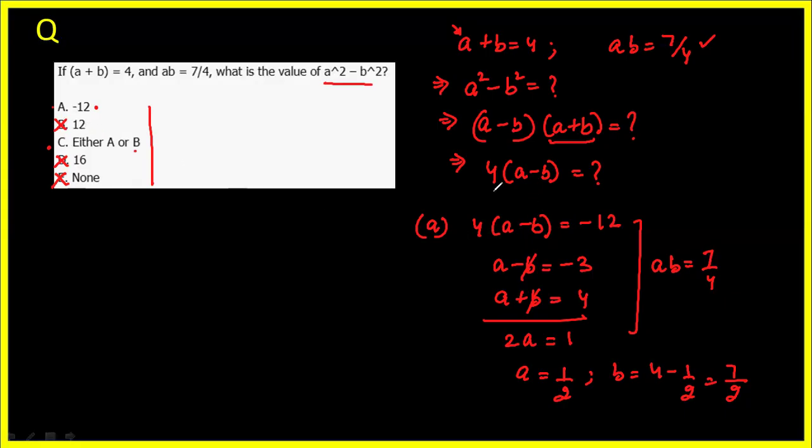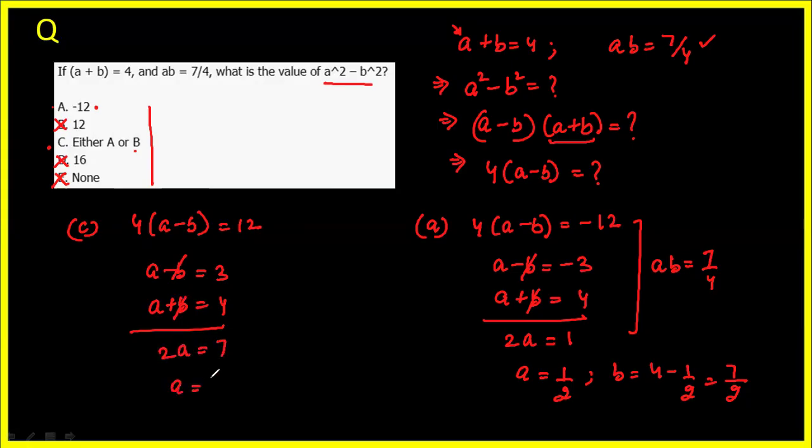Let's put this value, 4 times a minus b equal to 12. Let's put this value and see whether it satisfies the given information or not. So 4 times a minus b is equal to 12. a minus b, same step. That will be 12 divided by 4, that is 3. Also, what is given to us is a plus b is equal to 4. Adding two equations, two variables. If we add these two equations, b gets cancelled out. 2a is equal to 7. That means a is 7 by 2.